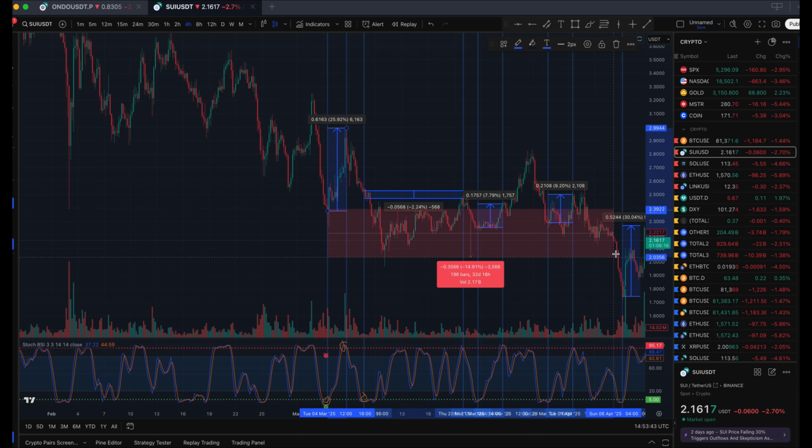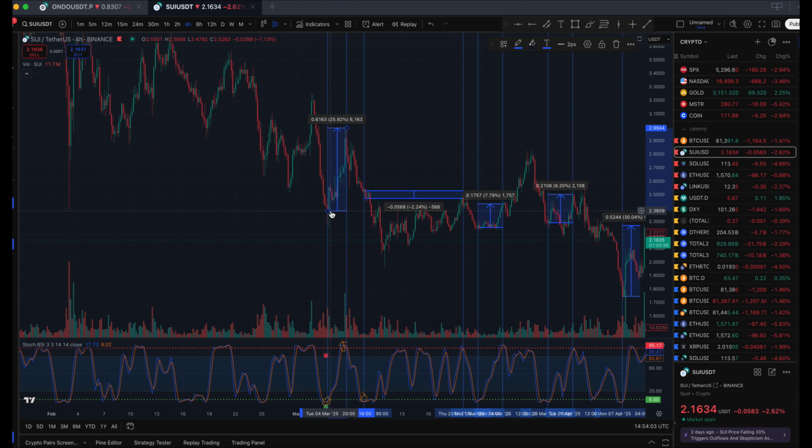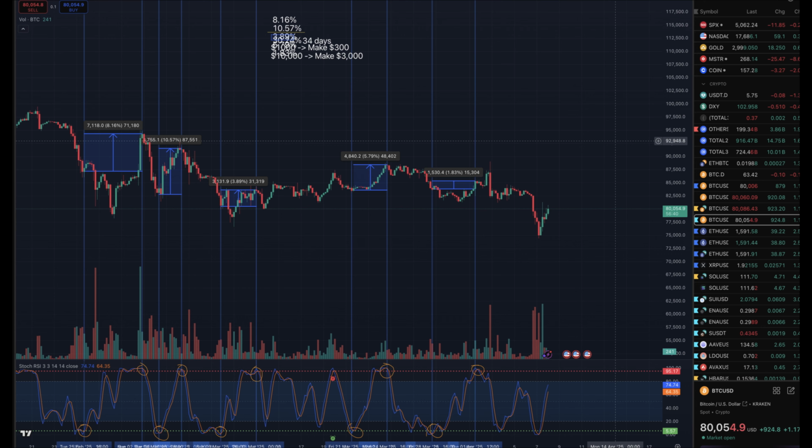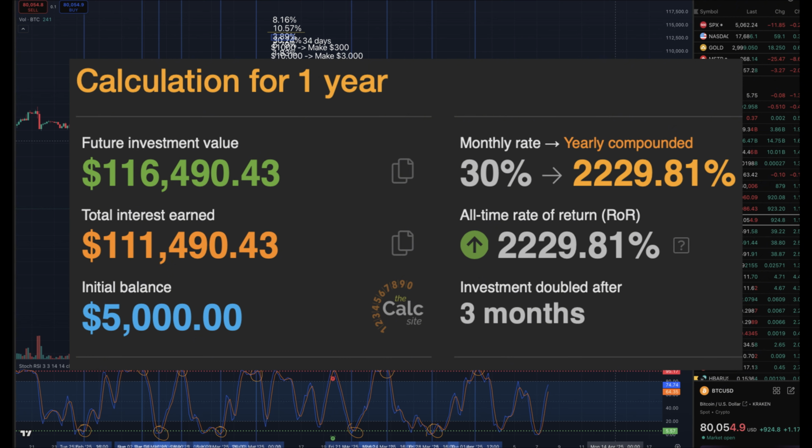Okay, so let's compare that to if you would have just bought on the first day of this trend and sold today, you'd be down 6%. So as you can see, following the RSI gives you a lot more upside because you're following when it is oversold and overbought.